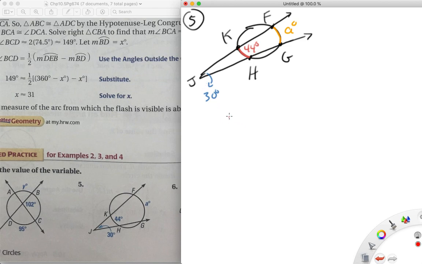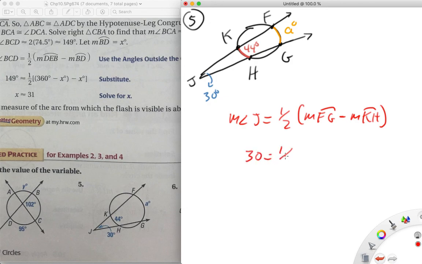We have the measure of angle J is equal to 1/2 the difference of the outside minus the inside. So half the measure of arc FG minus the measure of arc KH. So J is 30. FG is what we're looking for. And then this is 44.